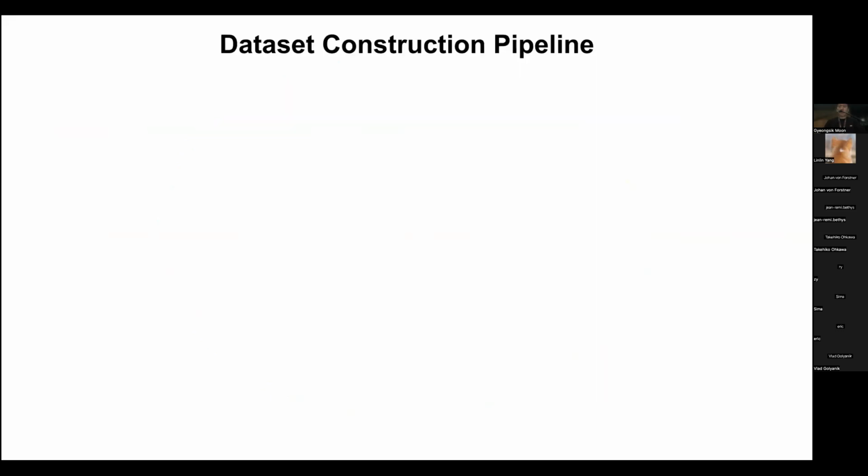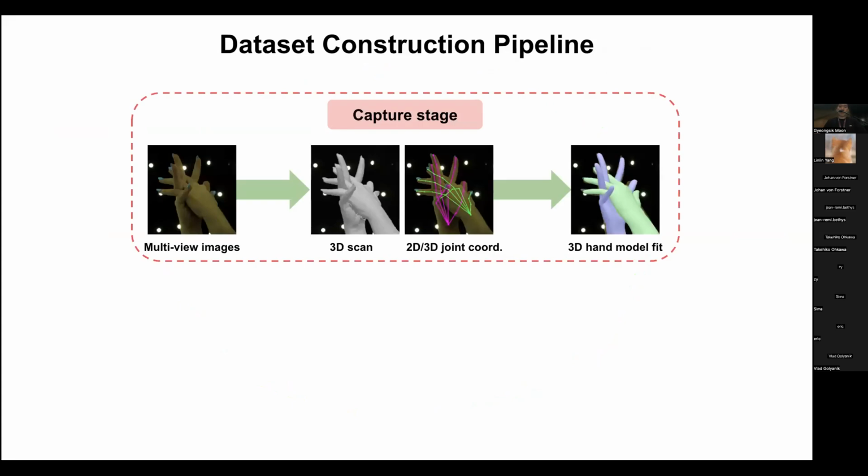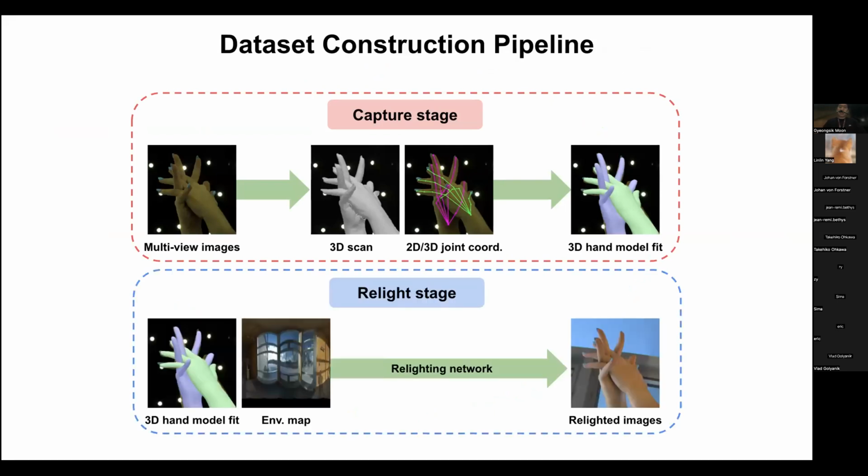Our data construction pipeline consists of two stages. The first one is the capture stage, which is exactly the same as what we did for the InterHand data set. And using the assets from the capture stage, we use a pre-trained relighting network to render images with an environment map.